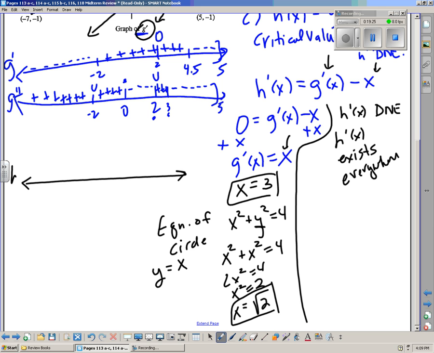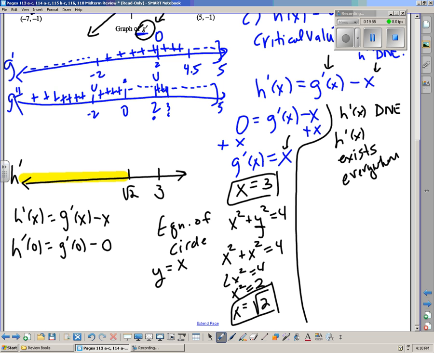I'm going to draw a number line for h prime, and I'm going to put radical 2 on it, and 3. And remember, we have a formula for the derivative. It's h prime of x equals g prime of x minus x. So those are the only places where the derivative could change its sign. So h prime of x, I'm going to put in to test, say, on the interval to the left of radical 2, I will put 0 into the derivative. Well, that would be g prime at 0 minus 0.